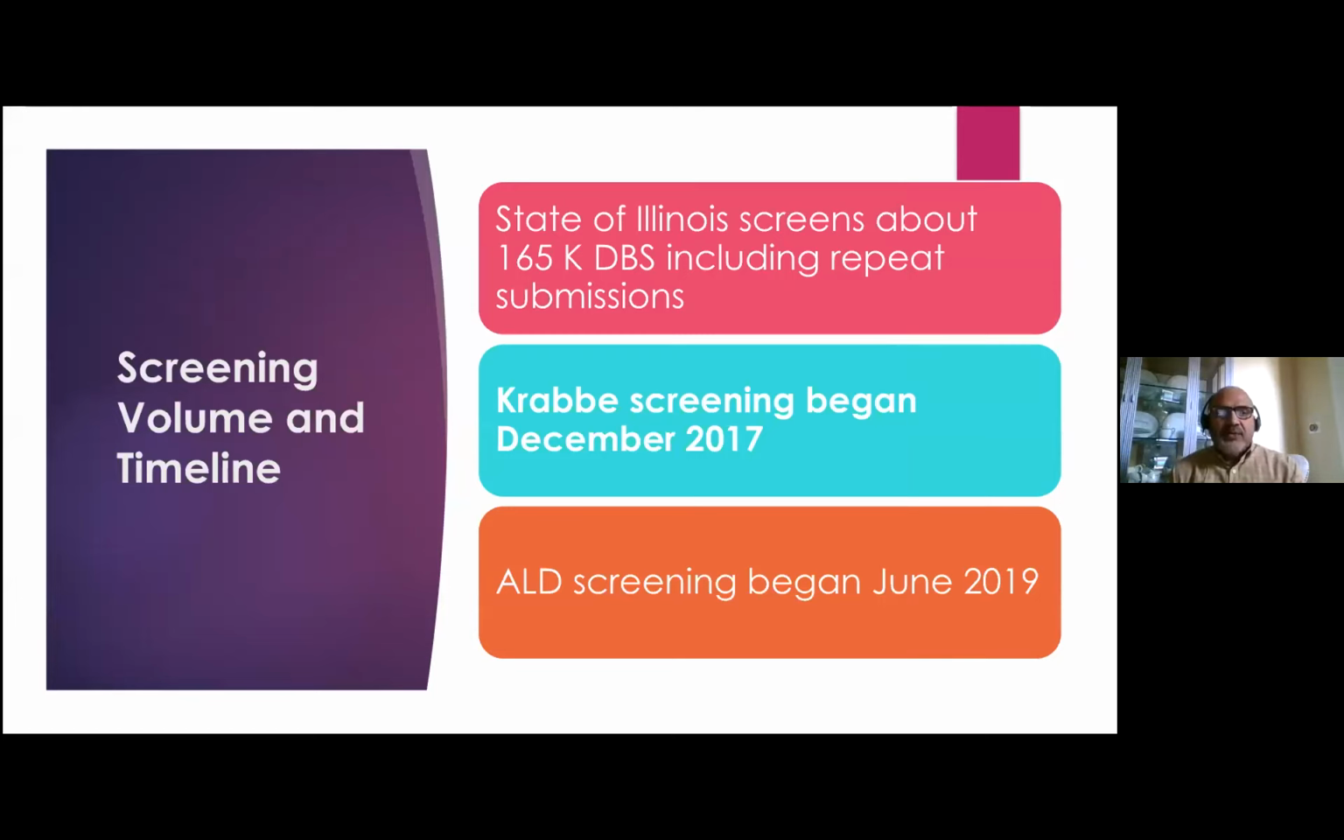With respect to volume and the timeline when we started these screenings, we usually screen about 165,000 dried blood spots, including repeat screens, in Illinois. We initiated ALD screening in December 2017, whereas Krabbe was done in June 2019. So we have been screening these two disorders for some time. Can I have the next slide, please?